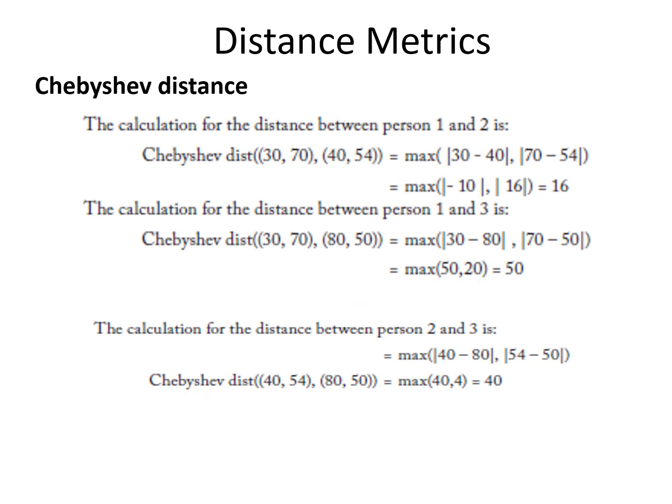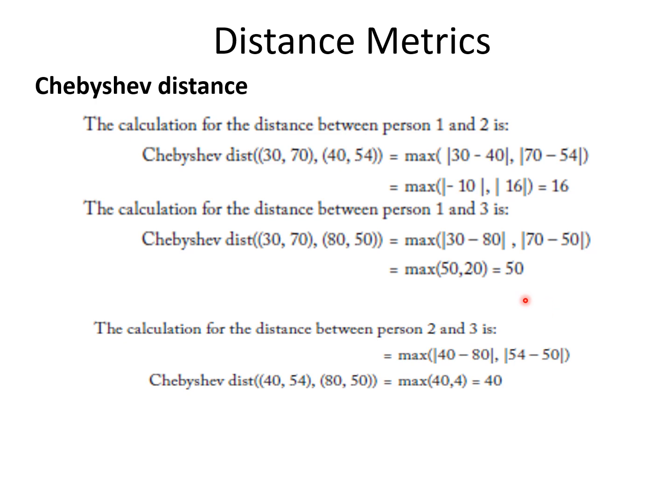Last, we computed the Chebyshev distance between person 1 and 2, person 1 and 3, and person 2 and 3. Here we just fill up the formula and we have to take the maximum value. So the maximum among minus 10 and 16 is 16. As you can see, person 1 and person 2 are more similar to each other as their Chebyshev distance is minimum, while person 1 and 3 are more dissimilar.